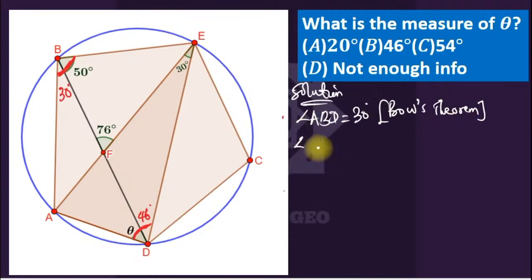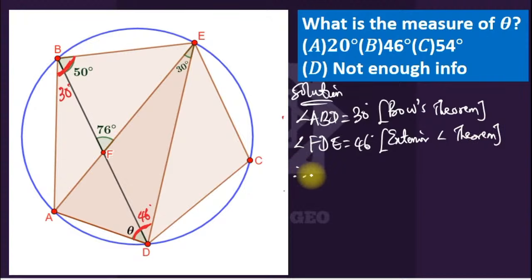And that angle FDE is 46 degrees. Why? Exterior angle theorem. That's a triangle theorem. So finally we can get theta. How do you get theta?